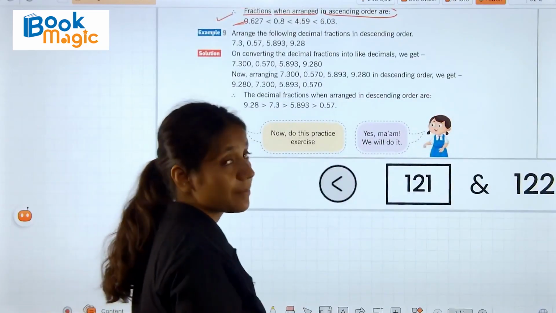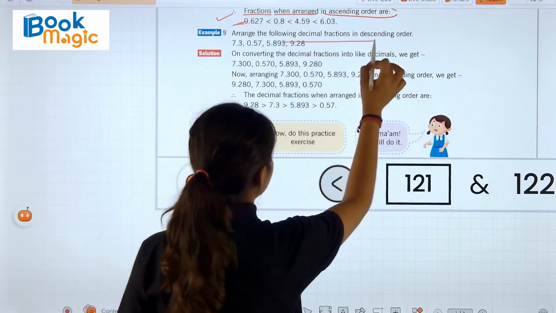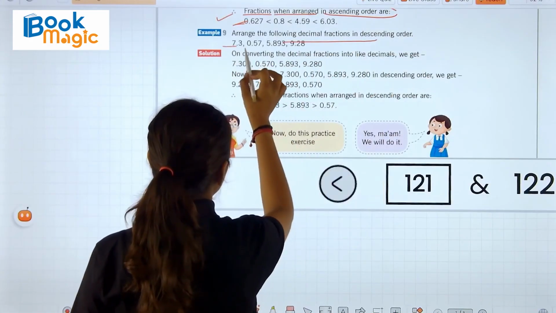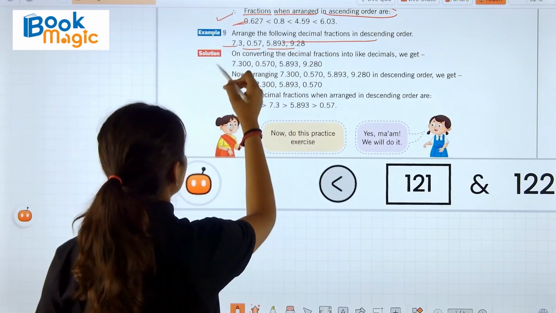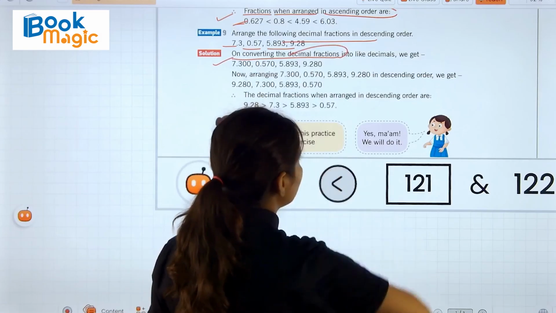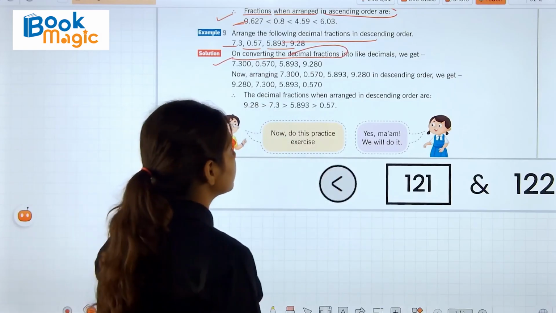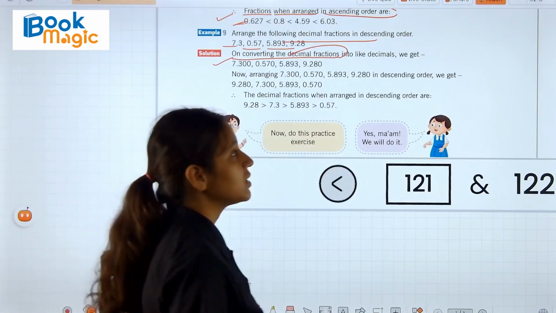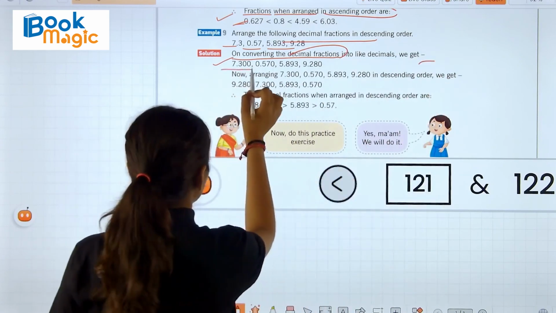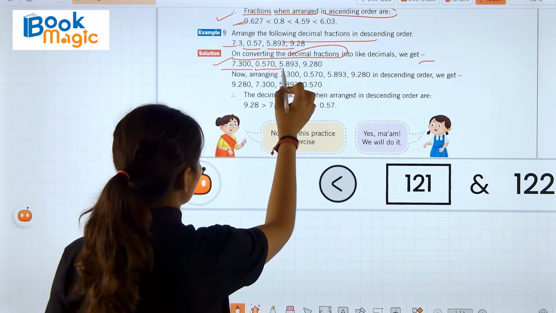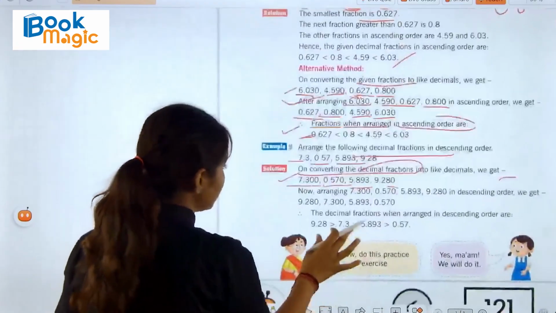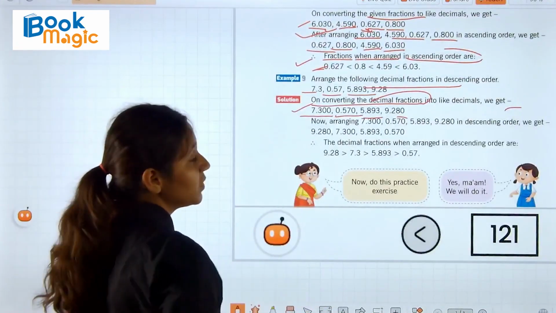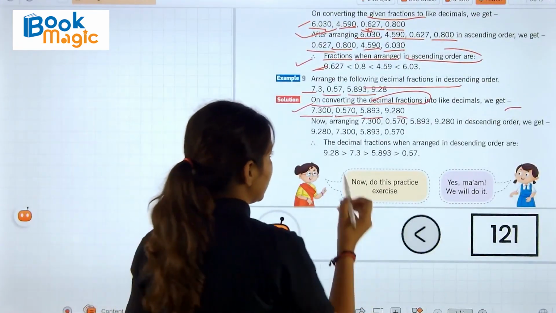Now we have example number 9. Arrange the following decimal fractions in descending order: 7.3, 0.57 and so on. On converting the decimal values into like decimals, we get 7.300, 0.570 and these values. Now arranging them, firstly check which one is smaller and which one is greater.